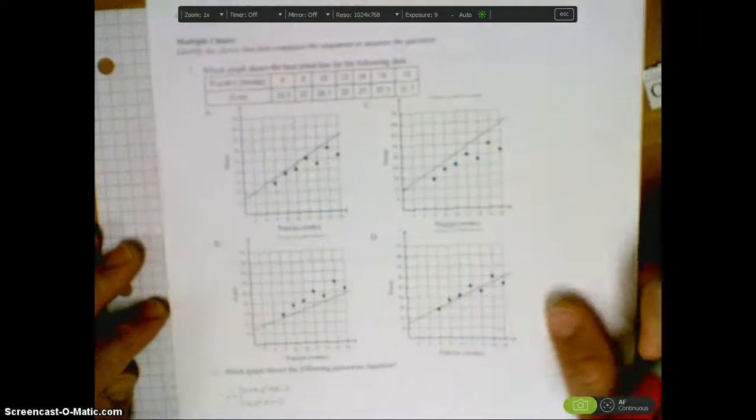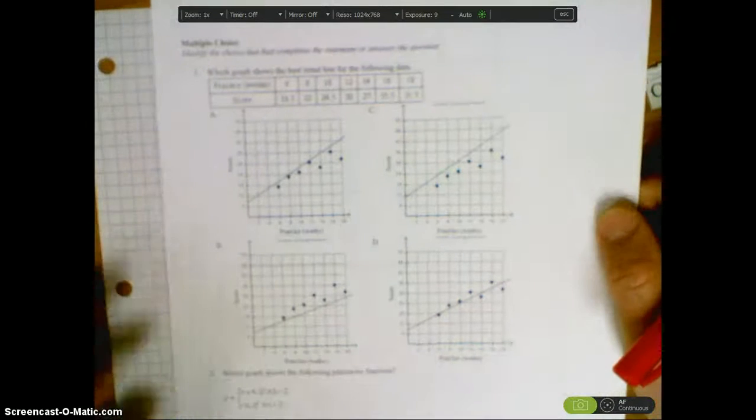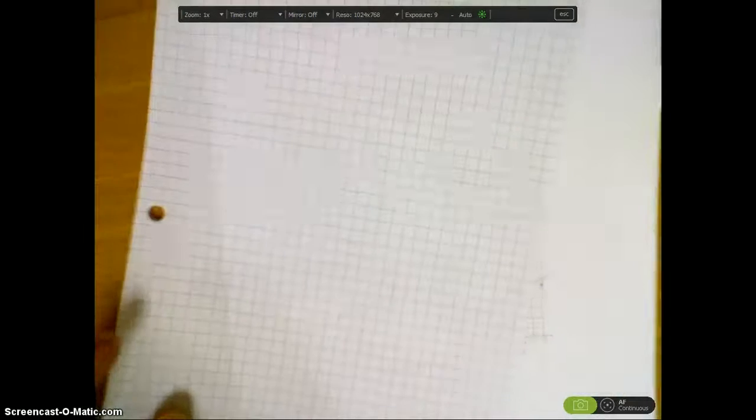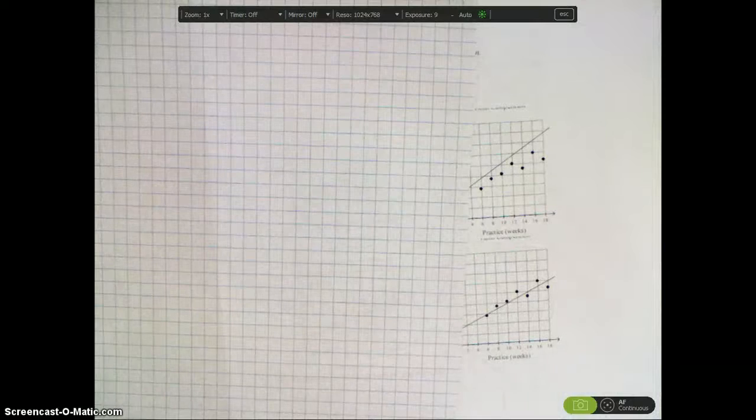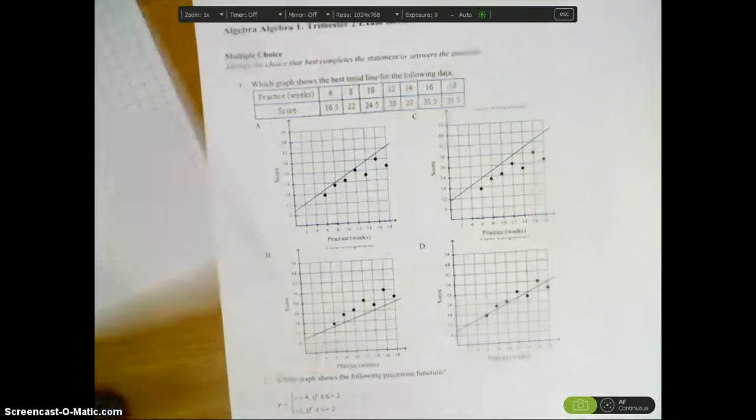Things you might need: obviously your study guide. You can get it on Edmodo in the Try To exam folder. You're probably going to want some graph paper or scrap paper. I have graph paper, and you're probably going to want a calculator handy. Alright, so let's get started.